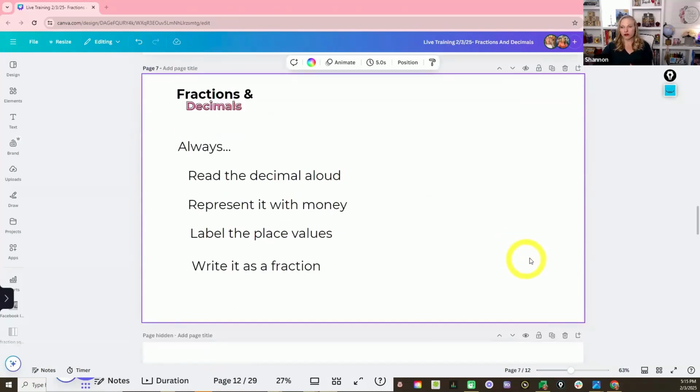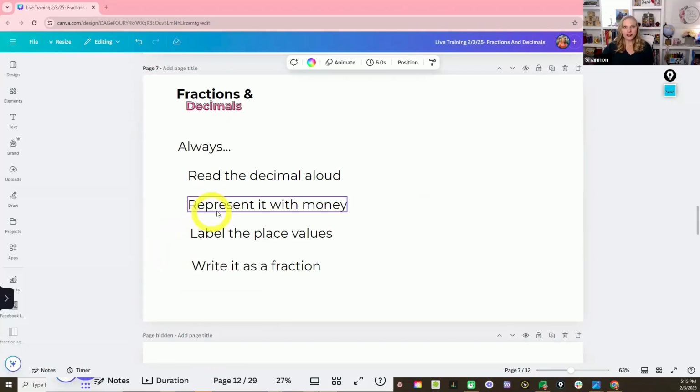So here are my non-negotiables for this. Always read the decimal aloud. Not once, not twice, every single time. Represent it with money every single time.